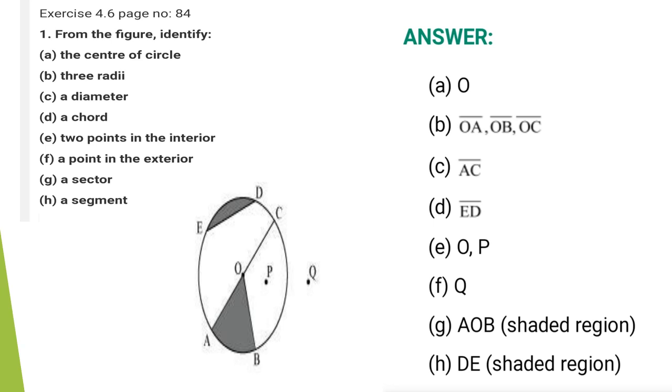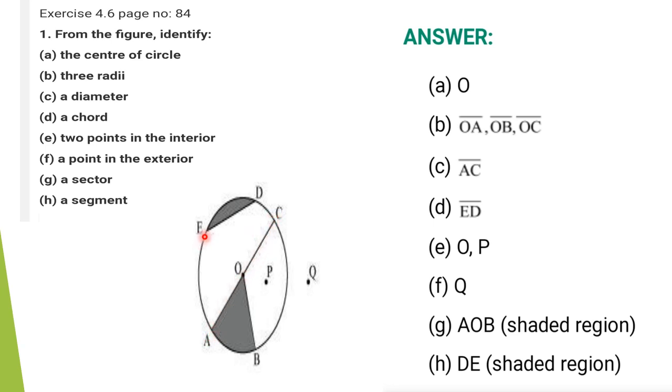Exercise 4.6, question number 1. From the figure, identify the center of the circle. Center of the circle is O. Three radii, OA, OB and OC are the three radii. A diameter, AC is a diameter.